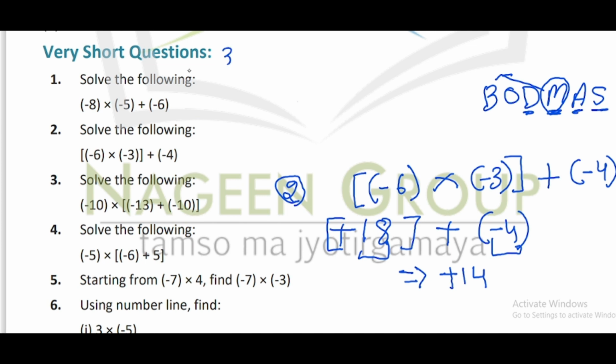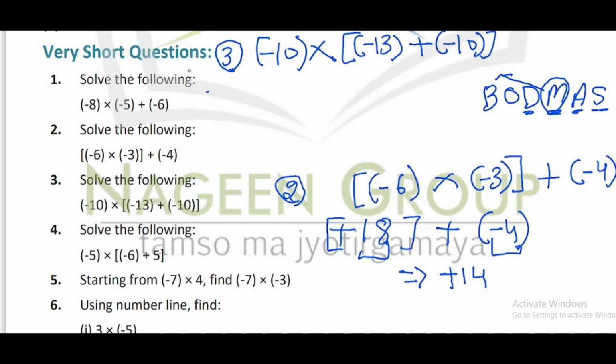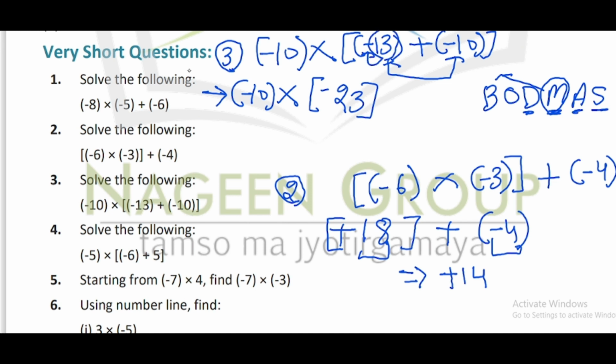Question number third is given that minus 10 multiply with minus 13 add with minus 10. Let's see how we solve. First we solve the bracket. Minus 10 as it is, multiply with, first we solve the bracket, minus 13 and minus 10. Both have the same signs. Then we add 13 plus 10, that is 23. And which one is greater? 13 is greater. Then the symbol of 13 is minus, then minus 23.